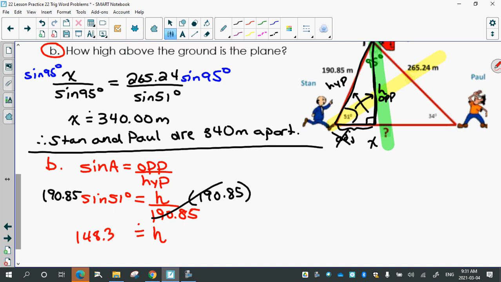I guess we should keep 2 decimal places. We round to 2 decimal places, 148.32 meters. So therefore, a plane, hopefully it's remote control, is 148.32 meters high. Well, I guess that's fairly high.